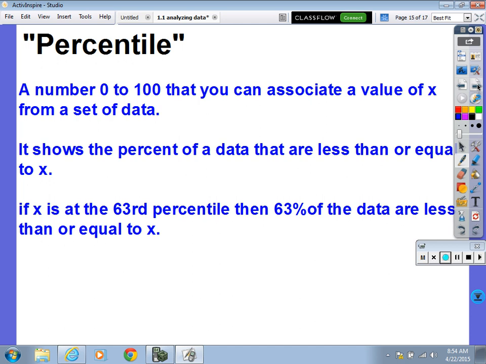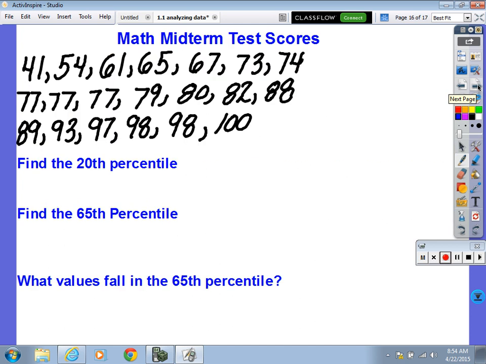That was a lot of words. It would be better just to show you by example. It'll make sense once we do one example. So looking right here, if you want to just watch, that's fine for this, and then you can practice it on your own. These are some math midterm test scores. Luckily, these are in numerical order, from least to greatest, so I don't have to worry about doing that. But if it wasn't, you would need to do that.